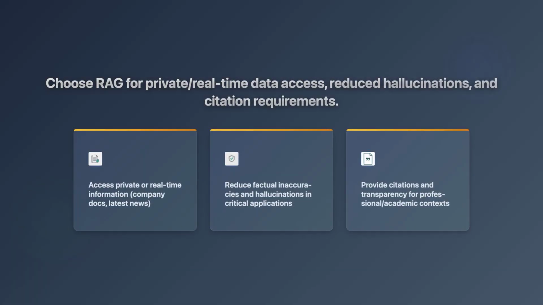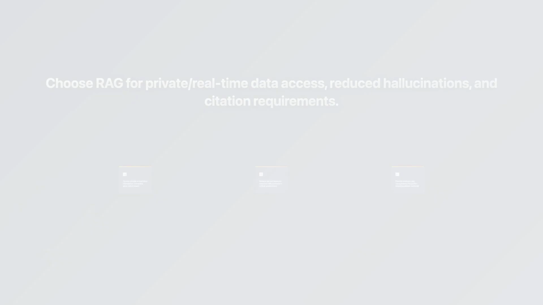So when should you choose RAG? Use RAG when your application needs to access private or real-time information like company documents, latest news, or personal files. Choose RAG to reduce factual inaccuracies and hallucinations in critical applications. Select RAG when you need to provide citations and transparency for answers, especially in professional or academic contexts. If your use case involves any of these requirements, RAG is not optional, it's essential.